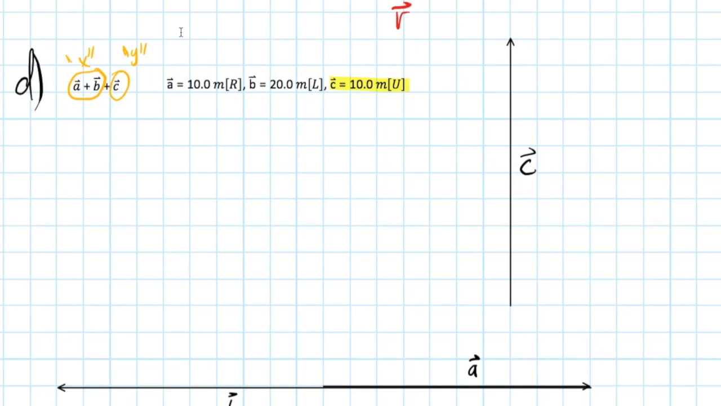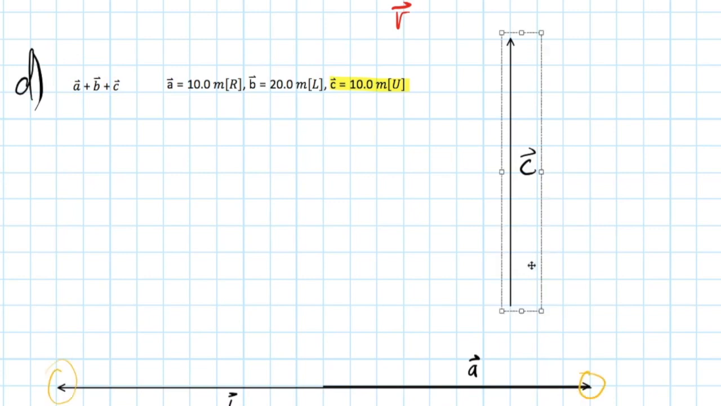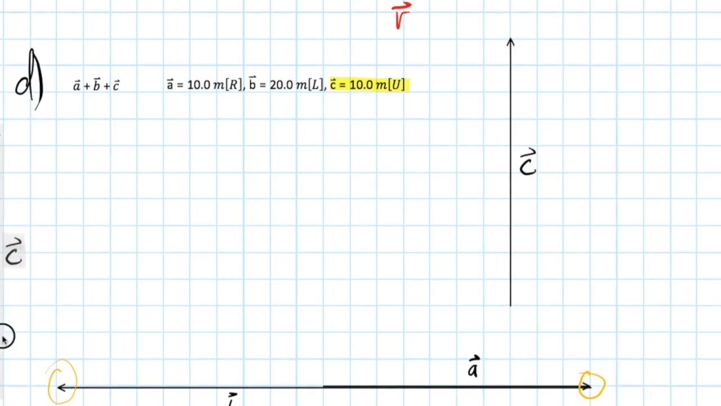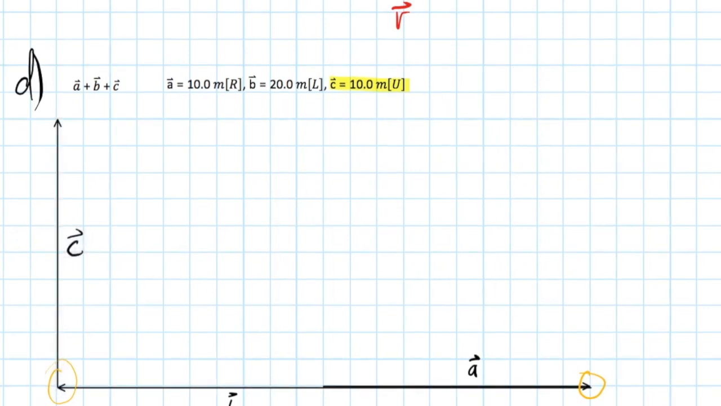Now, where do we attach vector C? Again, it always goes in order. So A attaches to B and B attaches to C. So the head of B attaches to the tail of C. And our resultant always is at the tail of our first vector to the head of our last vector. And there's our resultant.